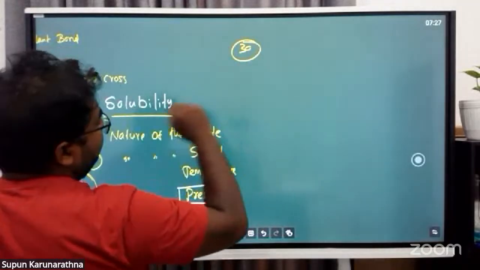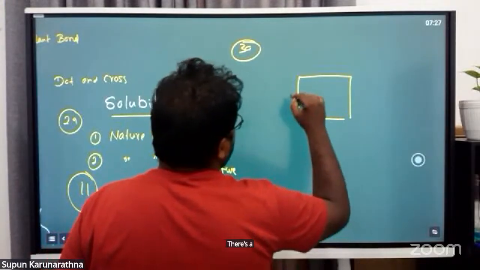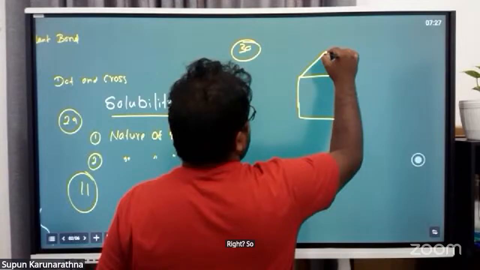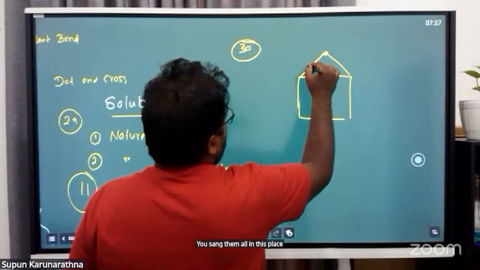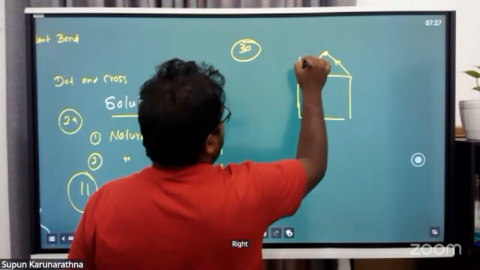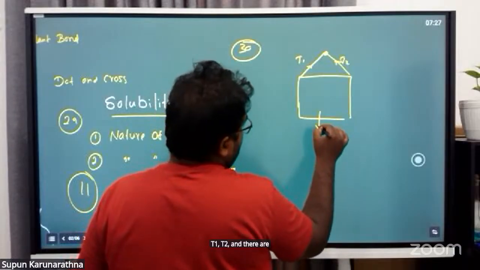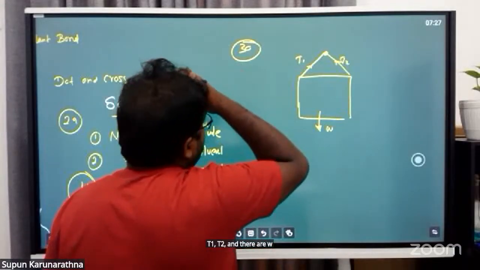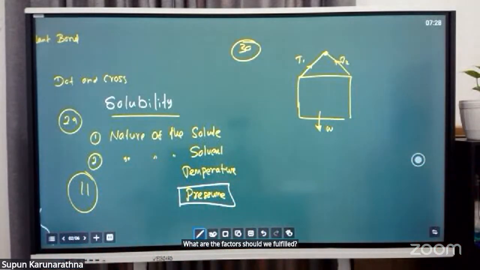There's a photo frame, right? So it's suspended, it's hung on the wall in this place. I mean, two tensions T1, T2, and they are W. What are the factors that should be fulfilled? Give me one second.